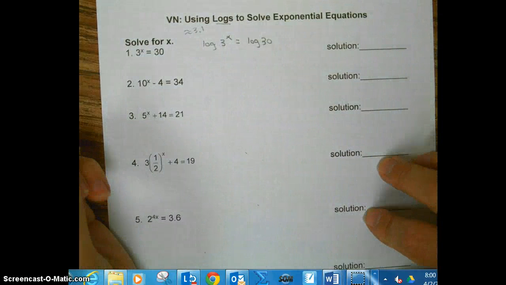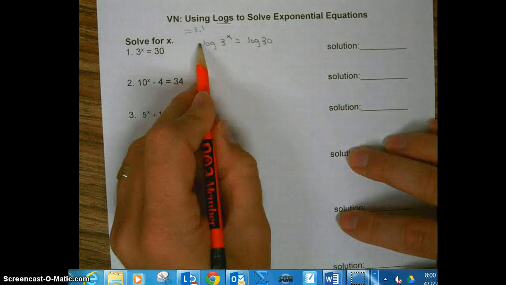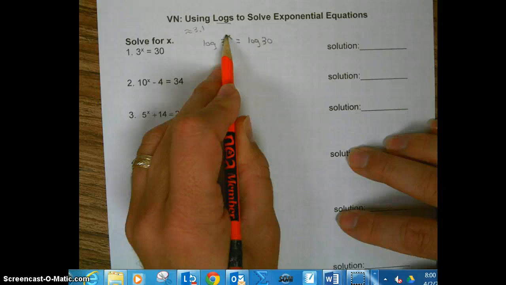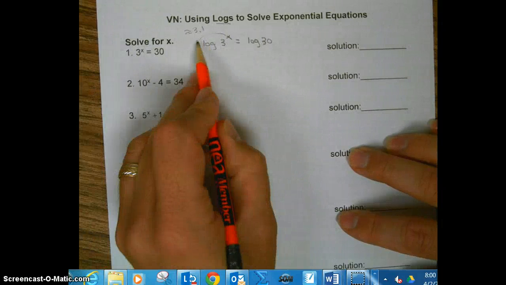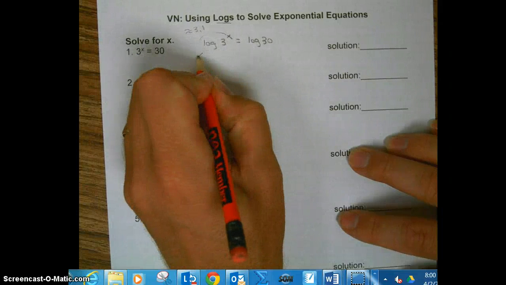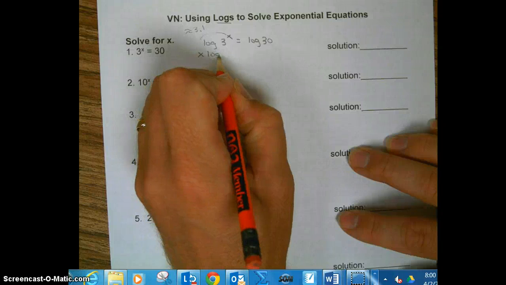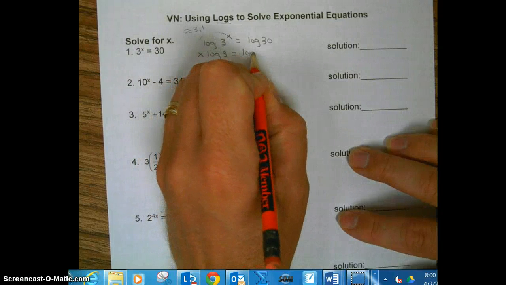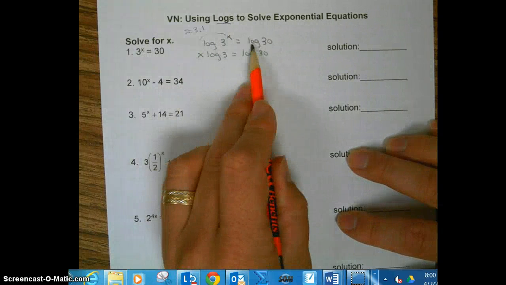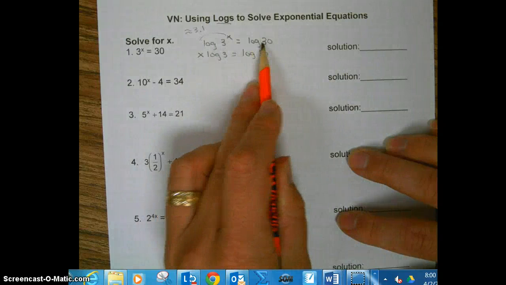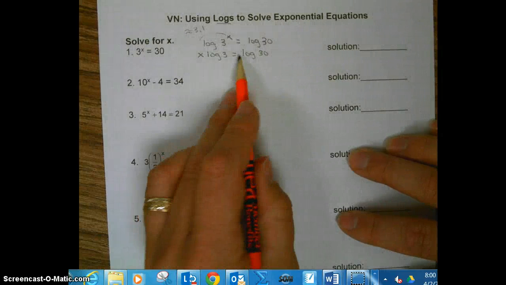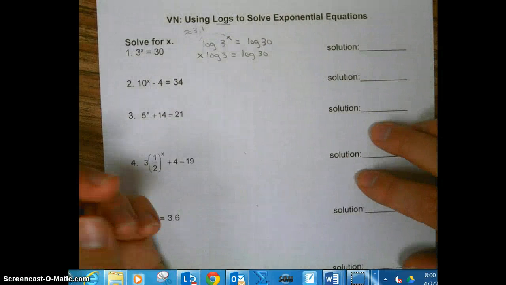Then we're going to use our power property. Remember, when you have an exponent on the base, it can come down in front. It can also go back up on top, but in this case we want to bring it down in front. So we'd have x times the log of 3 equals the log of 30. What's nice about this is that when we put the log on both sides, the base is 10. We're using a common logarithm, so nothing fancy here. We're just using base 10, so we can use our calculator.